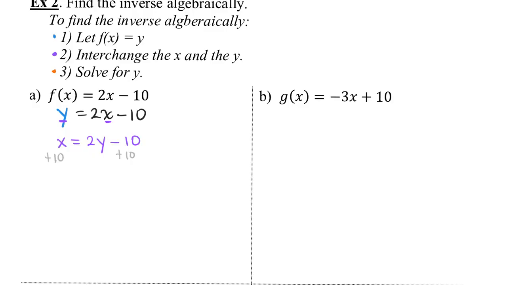I have, what do I have? x plus 10 equals 2y. I'm trying to isolate the y, so I'm going to divide by 2. Okay, now x divided by 2, I can write it as x over 2, or I could do 1 half x. 10 divided by 2 is 5. So I solved for y. I got y equals x over 2 plus 5.